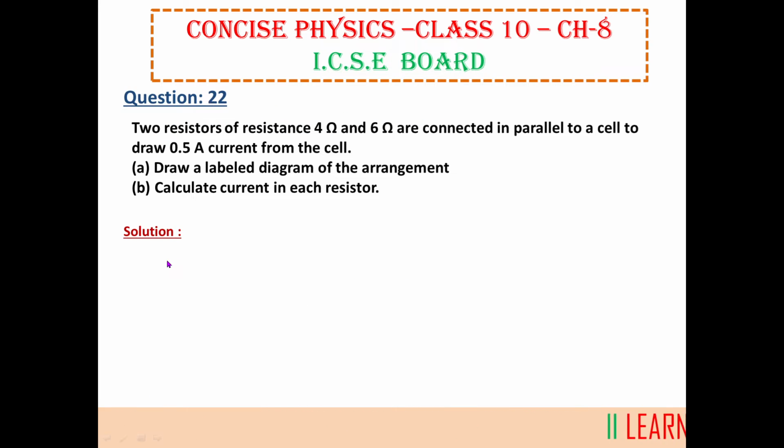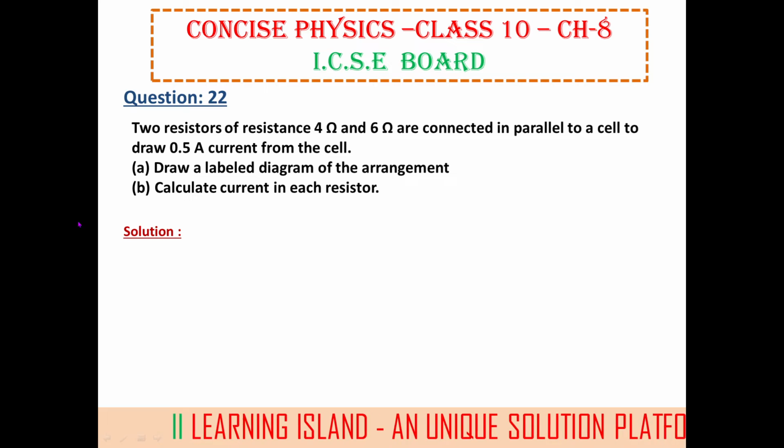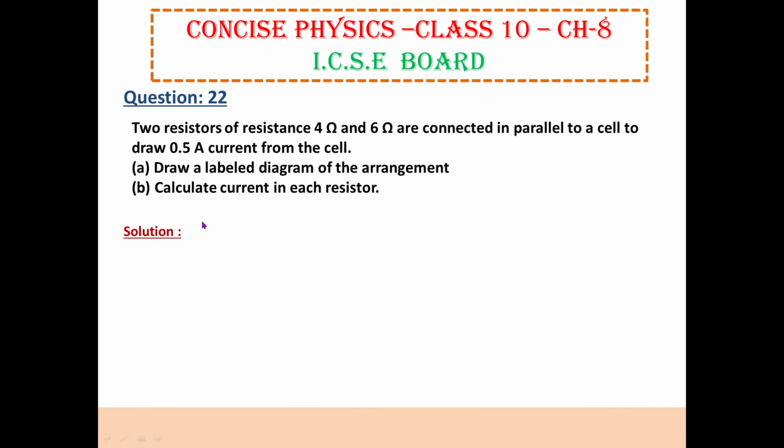Next question is question number 22. Two resistors of resistance 4 ohm and 6 ohm are connected in parallel. First of all, start step by step. We will always start step by step, then the problem will be very easy. So first what is said is that two resistances 4 ohm and 6 ohm are connected in parallel.